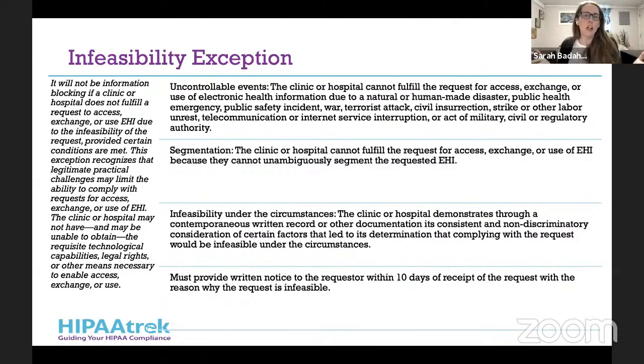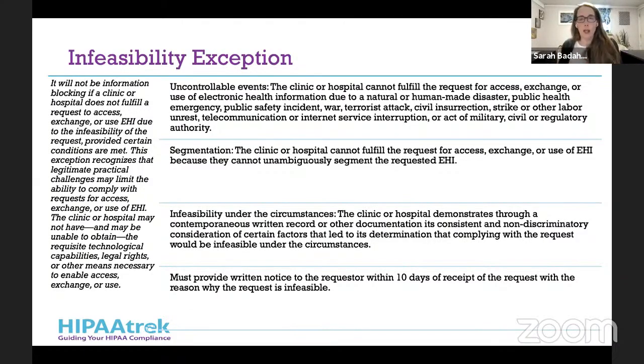So if it's an uncontrollable event, it falls underneath the infeasibility exception for uncontrollable events. If you are to utilize the uncontrollable events exception, you must provide written notice to the requester within 10 days of the receipt of the request, giving them the reason as to why that request is infeasible.